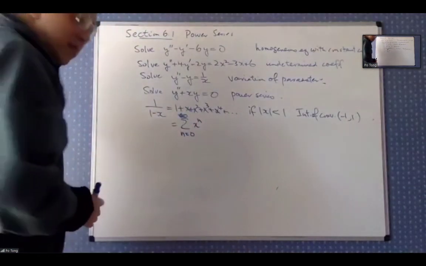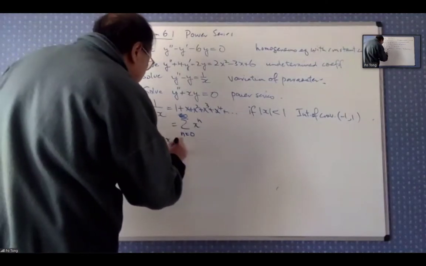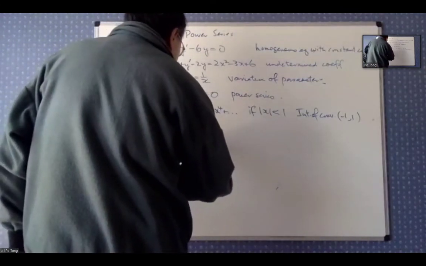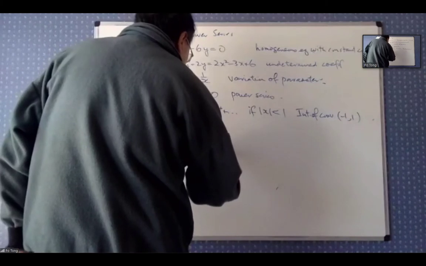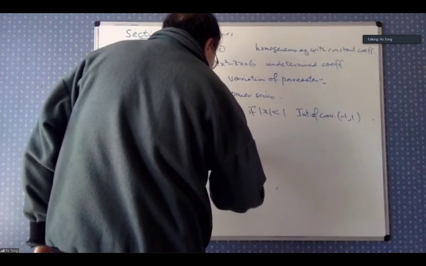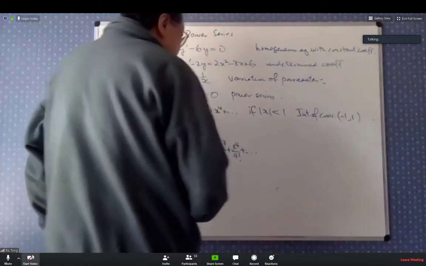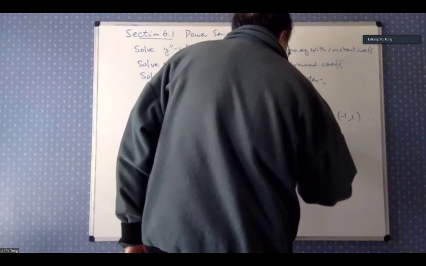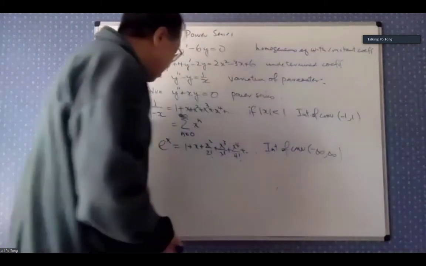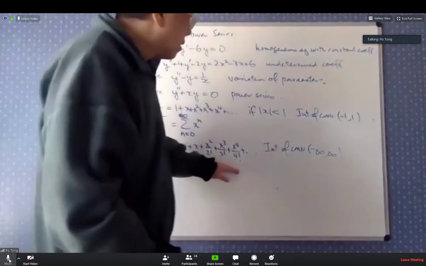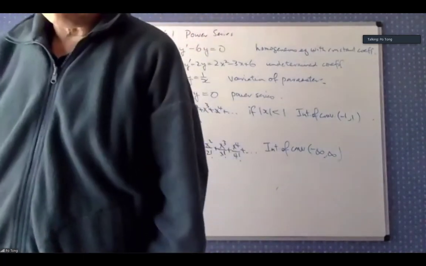Another one that's somewhat important also is e to the power x. It's 1 plus x plus x squared over 2 factorial, x cubed over 3 factorial, x to the fourth over 4 factorial, and so on. And the interval of convergence is minus infinity to infinity. So for whatever value of x, e to the power x can be approximated by this polynomial of infinite degree.